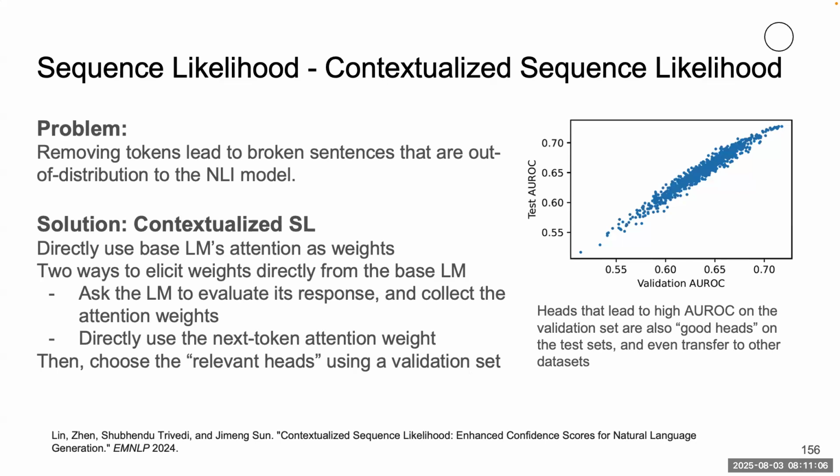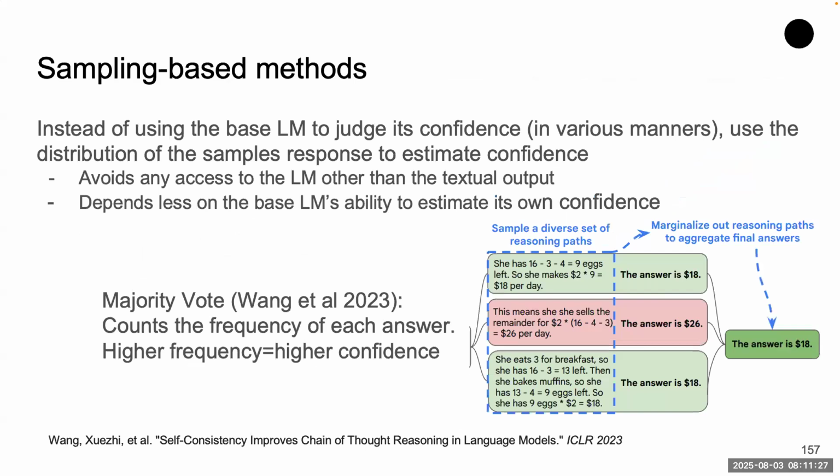So there are two ways to generate the weights. One is to ask a language model to evaluate its response, which is also self-evaluation. And then you can just directly use the next token attention weight as the weight for the certain token.